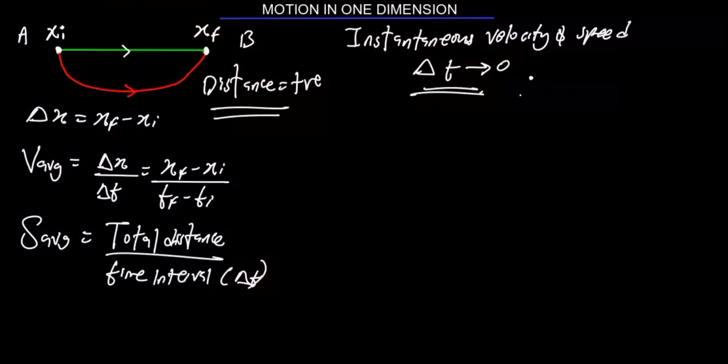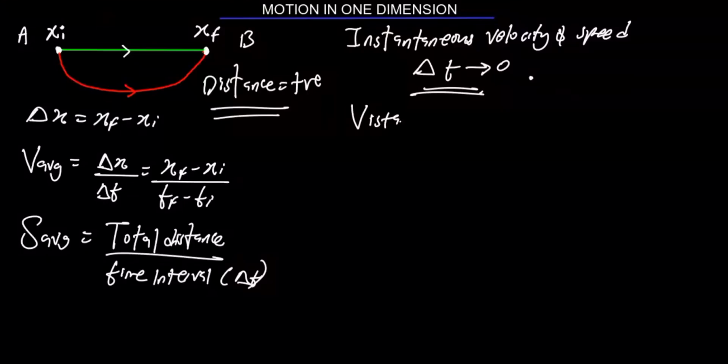We are just taking into consideration one particular instant of time, and that is why this delta t will shrink to zero. And take note, another word for average velocity is simply velocity. So if they ask you to find velocity, note that it is instantaneous velocity. Okay, good. So how do we define instantaneous velocity?